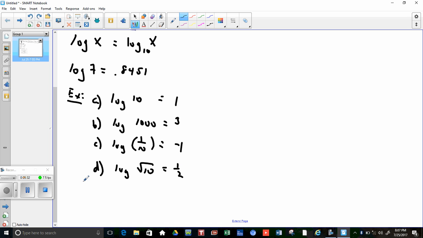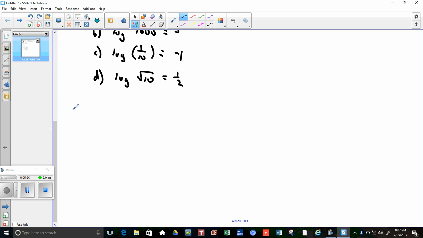So if we were given a problem that said solve for x, and you're given the log of x equals 1.2. Well, you might think, wait a minute, how do I do that? I don't have a base, but you do. Remember, the base is understood to be 10, so it's 10 to the 1.2 power equals x.